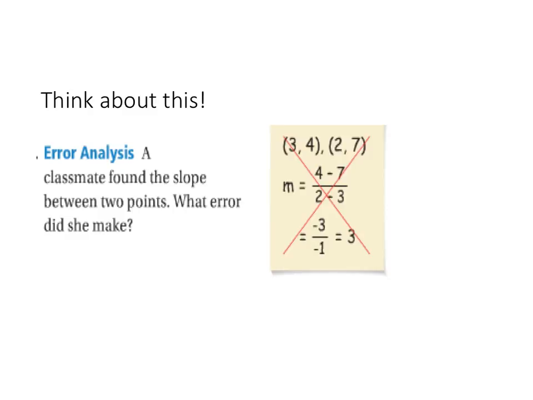Alright, here's something for you to think about. This is a problem that a student has done to find the slope between the 2 points. This student made an error. What error did the student make?